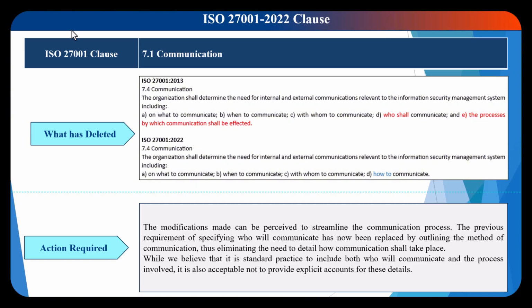Now, under the clause 7.1, there have been some interesting changes. This change is made to streamline the communication process. The previous requirement of specifying who will communicate has now been replaced by outlining the method of communication, thus eliminating the need to detail how communication shall take place. Now, I believe that you should still document how you will communicate and who will communicate, even though clearly this is not the ISO 2022 requirement.